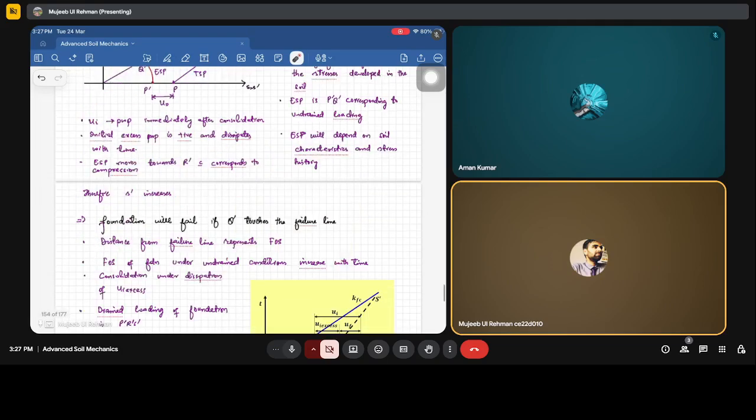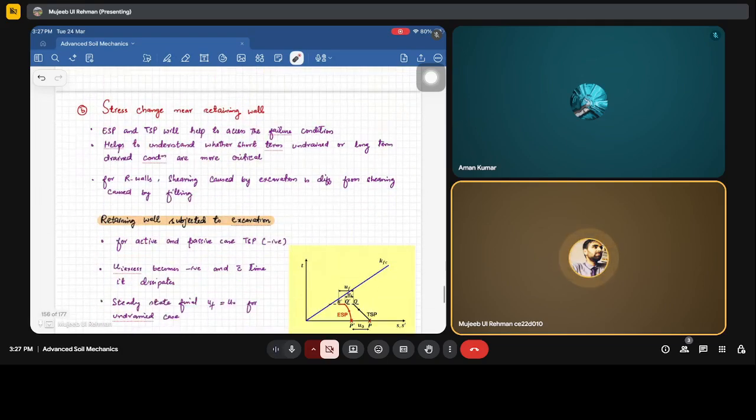Fine. Now, the second case can be the stress change near retaining walls. Two things can happen if we talk about the retaining wall: either there can be backfilling of the retaining wall, or there can be excavation in front of the retaining wall. In both cases, the effective stress path and total stress path will help us know which failure condition we need to consider. So it helps to understand whether the short-term undrained or long-term drained condition is more critical.